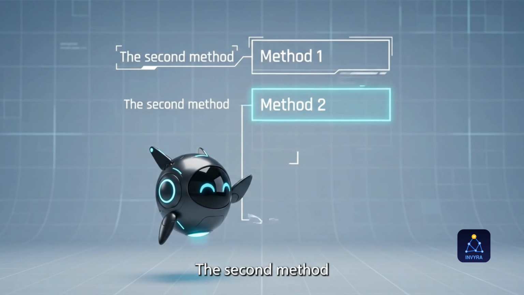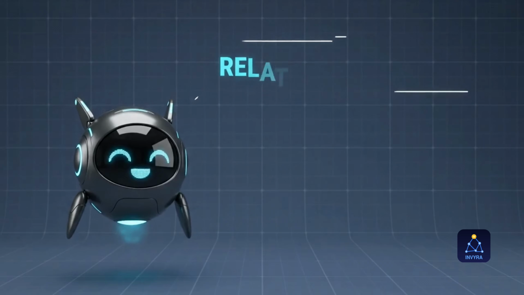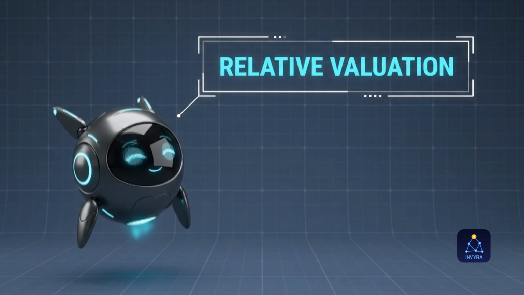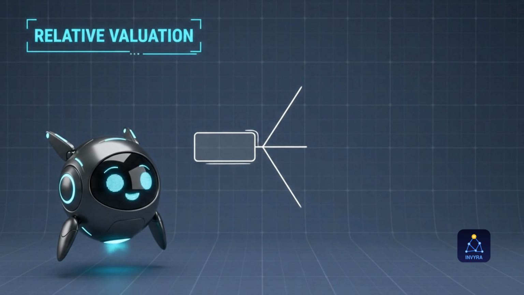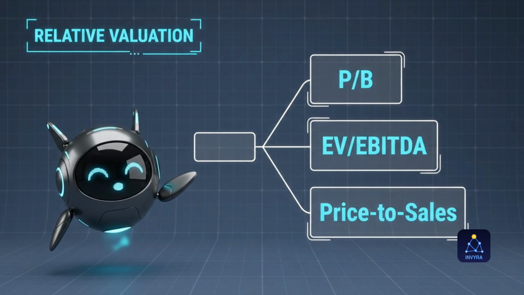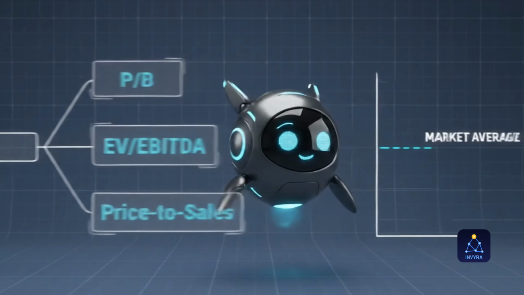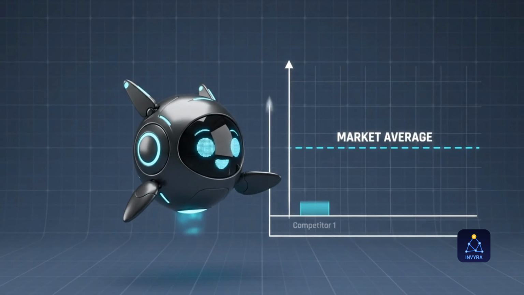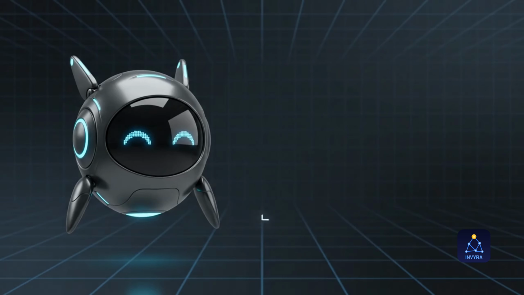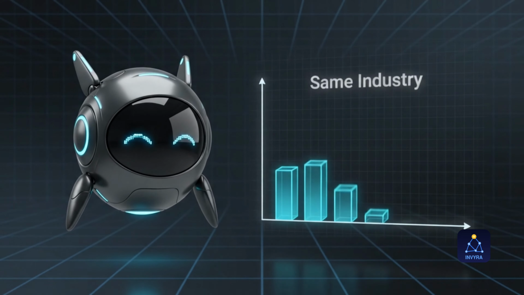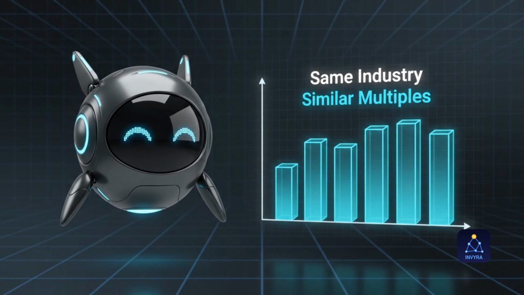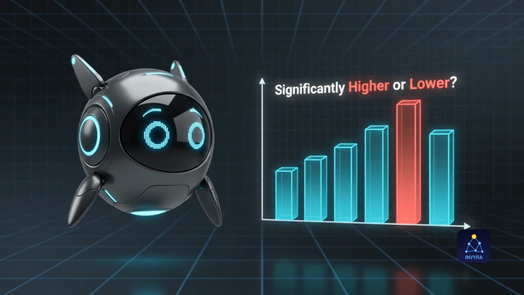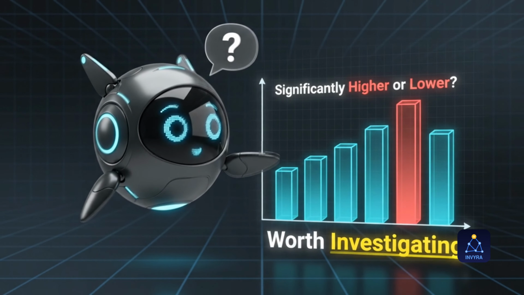The second method goes one level deeper, relative valuation. Instead of one ratio, you look at several, P over B, EV over EBITDA, price to sales, and you compare them not just to the market average, but to direct competitors. The idea is that businesses in the same industry should trade at similar multiples, and if one is significantly higher or lower than peers, there's something worth investigating.